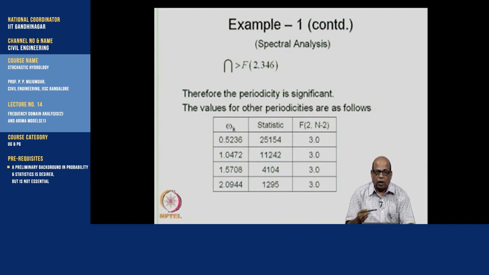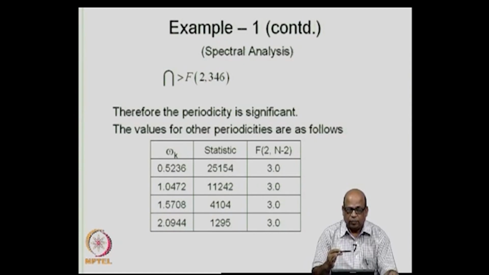Now, having identified that these periodicities, this corresponds to 12 months, this to 6 months, this to 4 months and this to 3 months, are statistically significant in the data, we now want to see how to remove these periodicities from the data. As I mentioned in the last lecture, one simple way of doing this is to remove the periodicities by standardization, simply standardize the data, that is z t is equal to x t minus x bar over sigma, or x t minus mu over sigma.